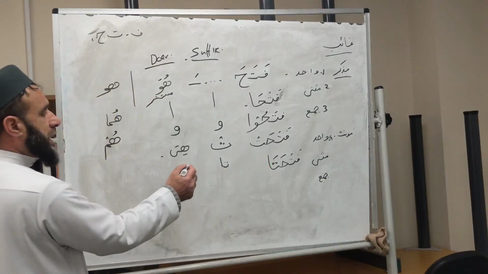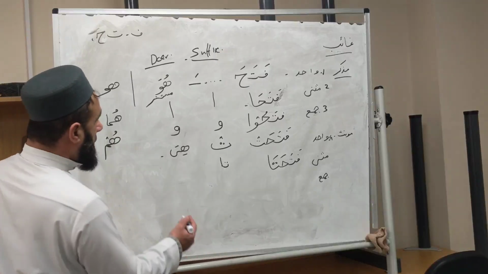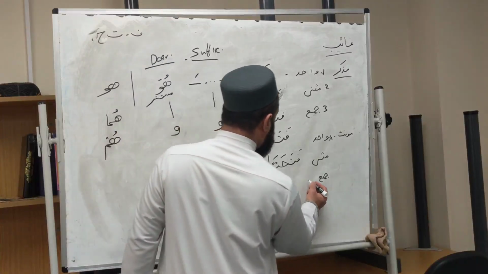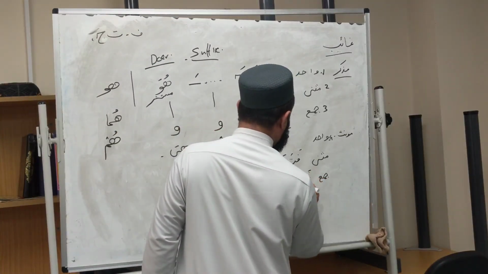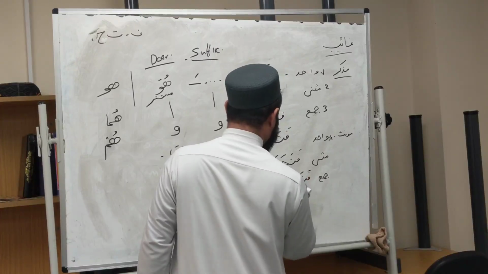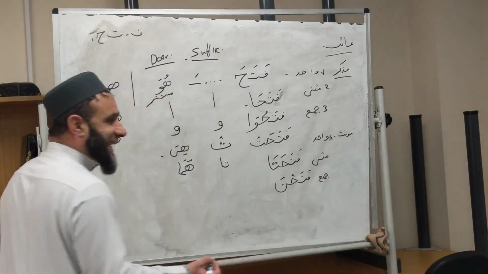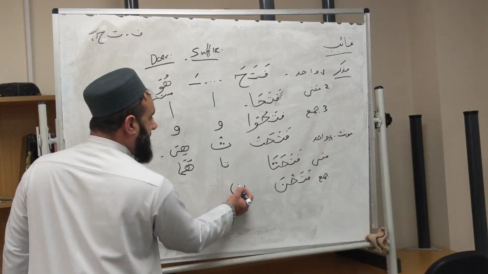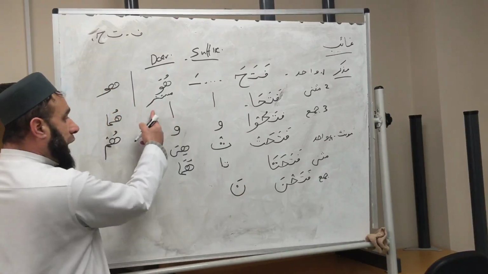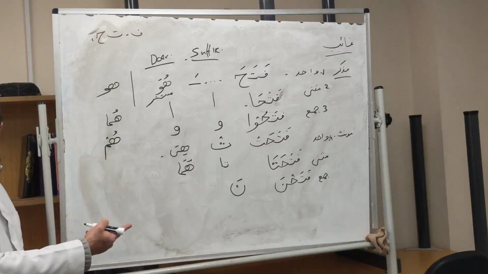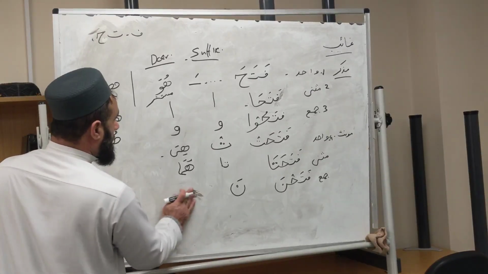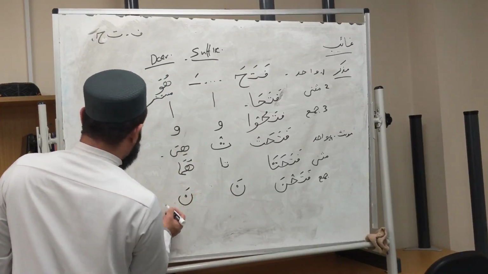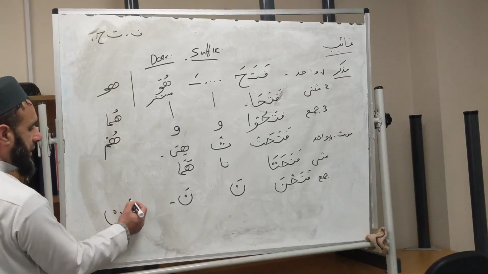And which zamir is it corresponding to? Huma. Fatahata, jama. Fatahna. What is the suffix here? Na. And which pronoun is this na corresponding to? Hunna. Oh sorry, the suffix here is na and the doer is na as well, and it represents hunna.